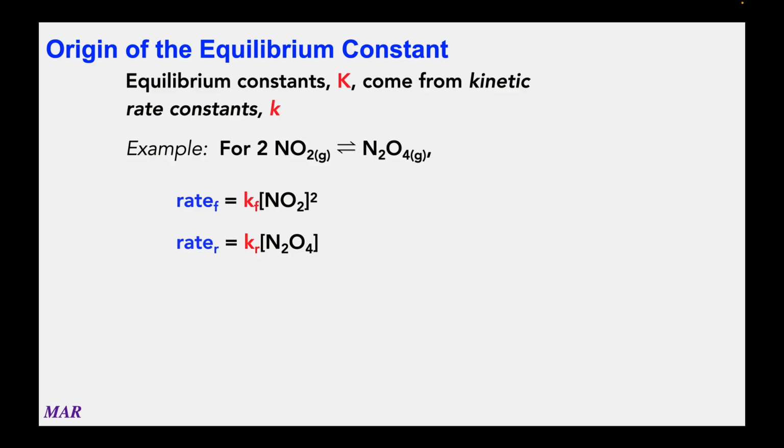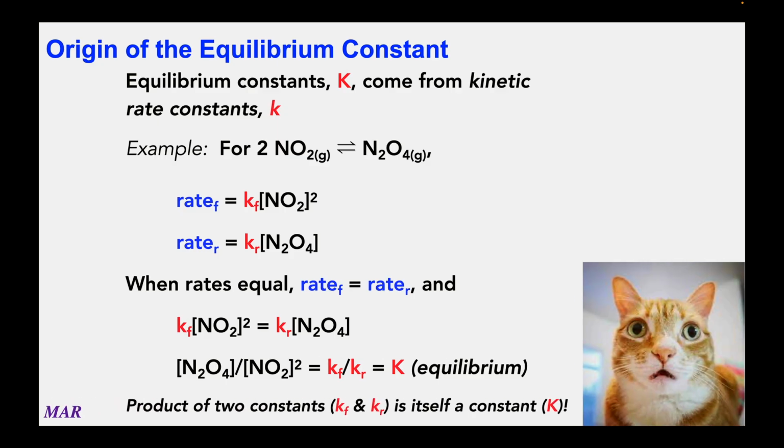Well, anyway, what you can do, if this is at equilibrium, the rates are the same, all right? The forward and the reverse rates will be the same. So you can let K_F[NO2]^2 equal K_R[N2O4].